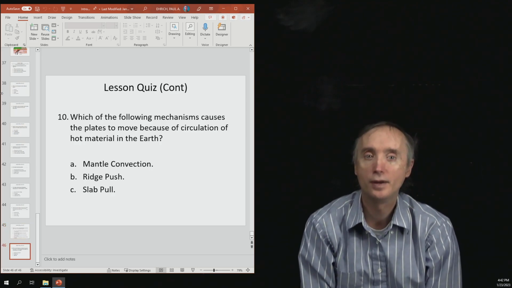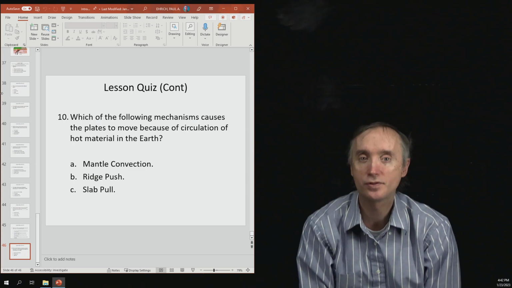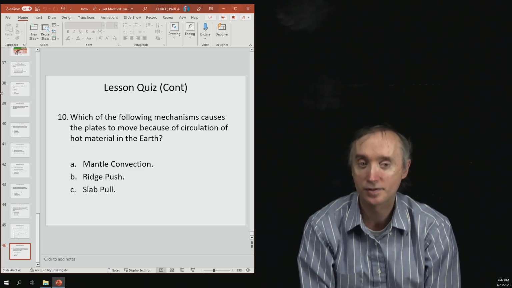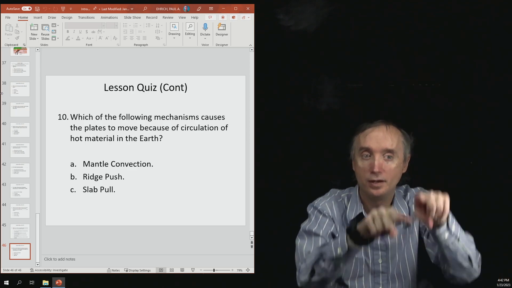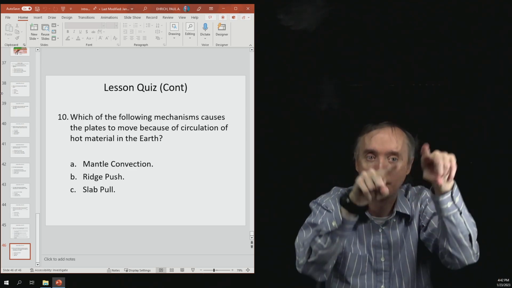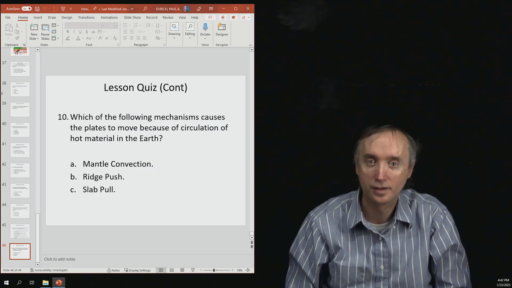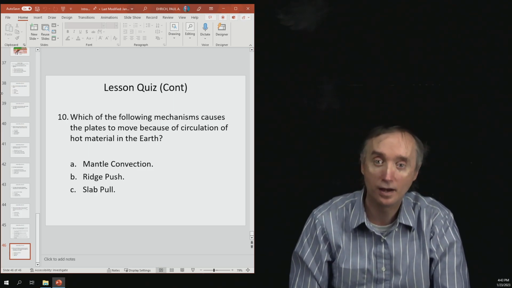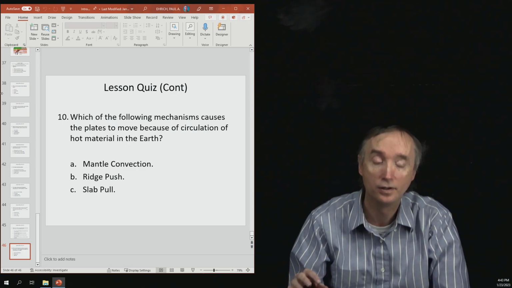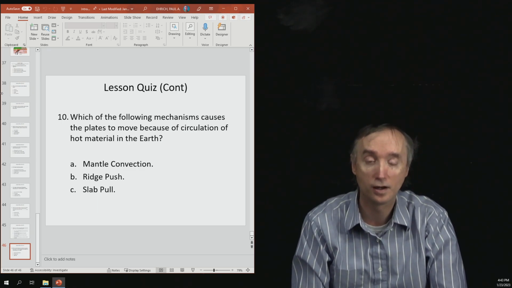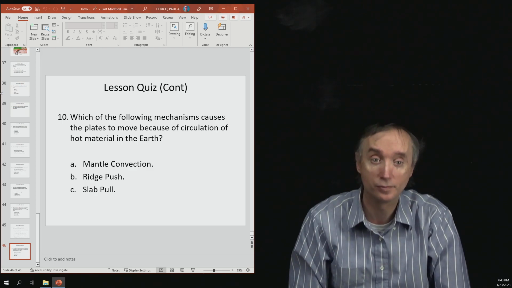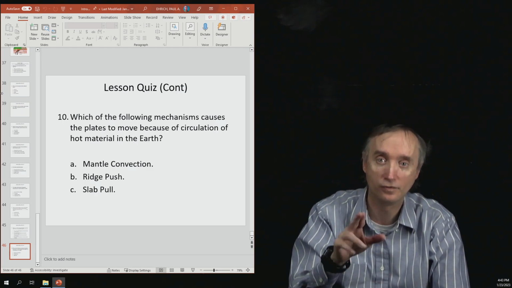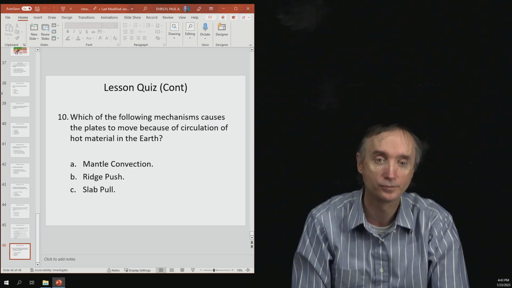Which of the following mechanisms causes the plates to move because of circulation of hot material inside the Earth? So it's going to be hot material doing this. What was that called? Convection. So the answer is going to be A. Now the other ones, B and C, could also be true. They are mechanisms that move the plates around, but it's not the correct answer for this particular question.